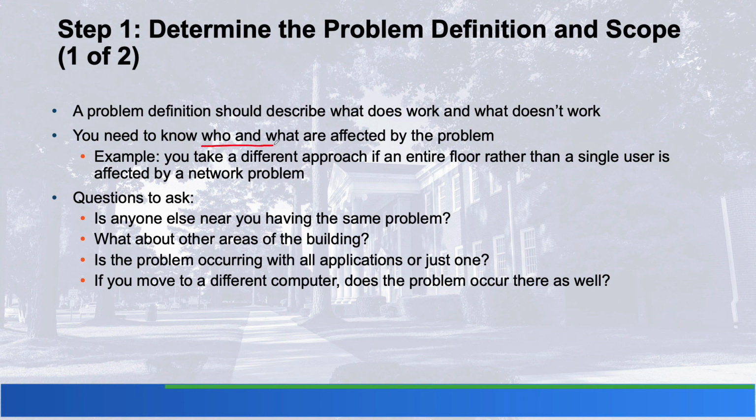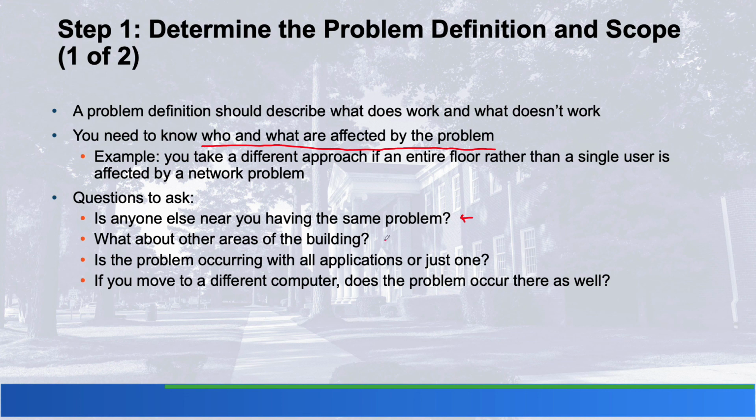Who and what are affected by the problem? Is it just one computer, or is it the entire floor of employees on their computers? If it's just one computer, I'm not going to start troubleshooting network equipment because it's not affecting more than one person. The problem is probably on that computer, right? That makes sense. So these are the questions you'll ask to determine the scope. Is anyone near you having the same problem? So you can go around and ask, or you can ask the person, have they asked other people if they're having the problem?